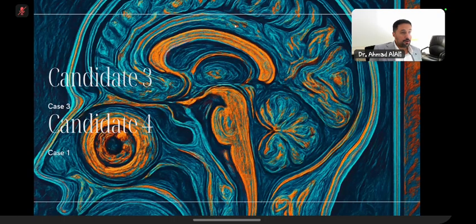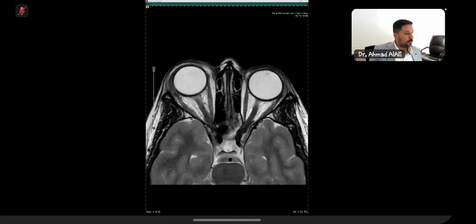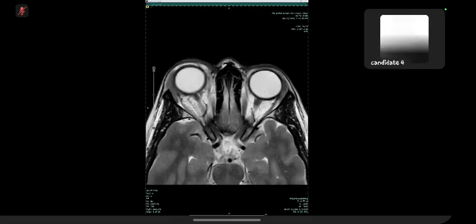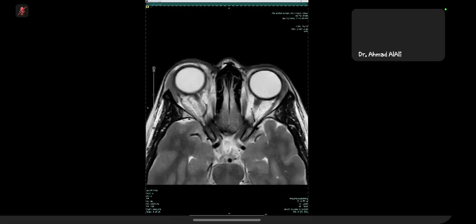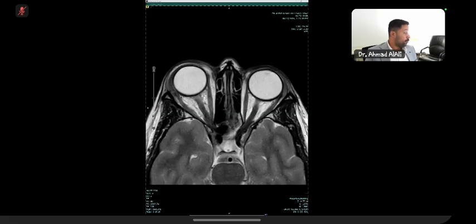So, candidate number 4, we are again showing this patient. Can you see my images? Yes. Okay, perfect. So, this is a patient who came with right eye pain, and we did an orbit MRI for him. And these are the images. Over to you.